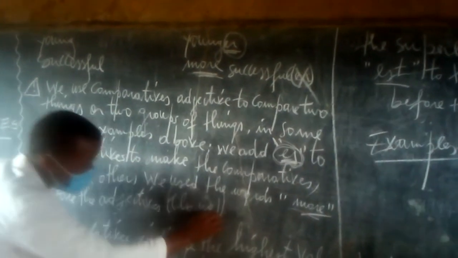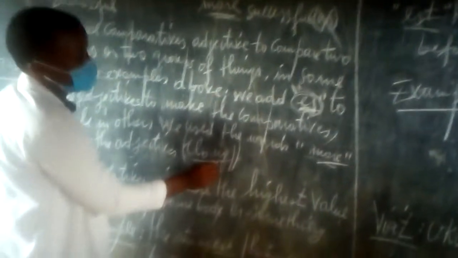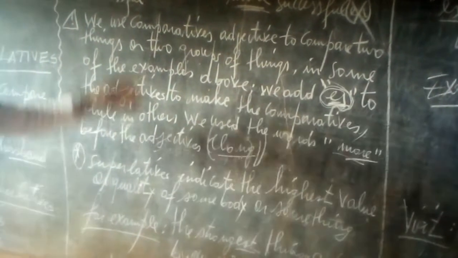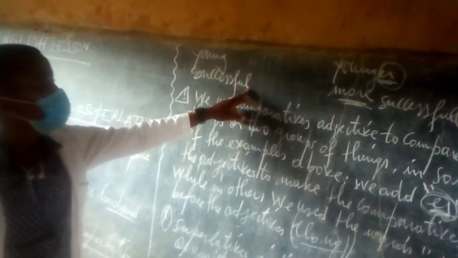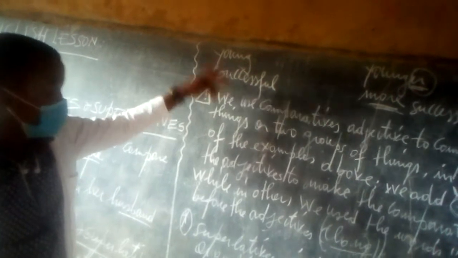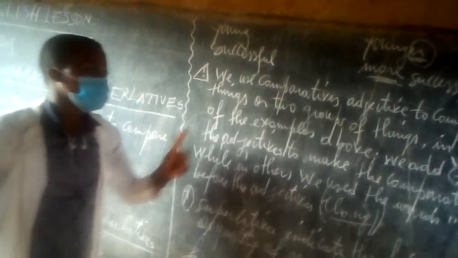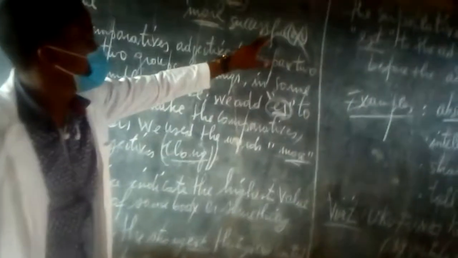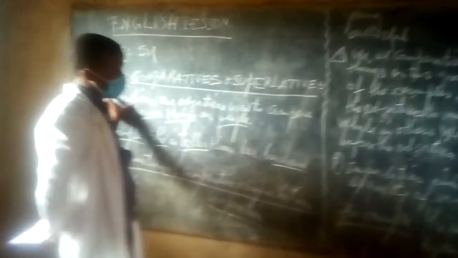But the adjectives which are long, which are not one syllable, like successful, intelligent, dangerous, those adjectives have more than one syllable. It is what you call a long adjective, where we add more before that adjective to make it comparative. That is number one, comparative.